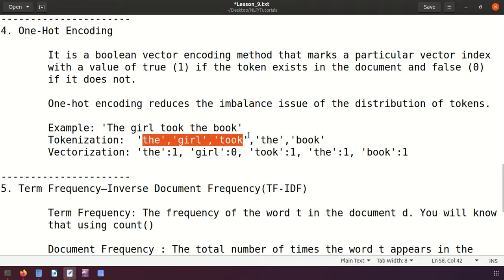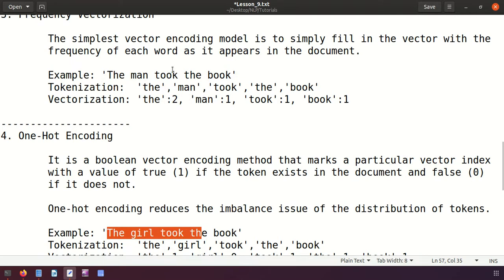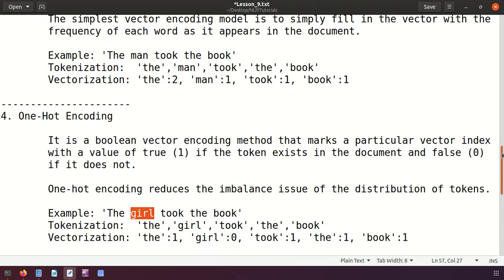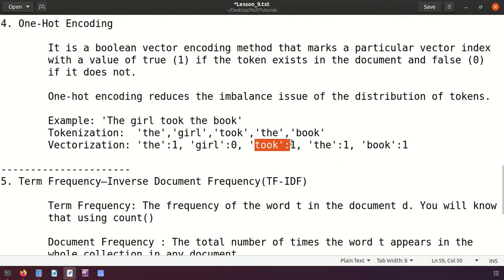So see here, these are the tokens. And here we have this one, that it is repeated once here, it is there in the document, so we have 1 here. The girl is not there, so we will be having 0. You don't consider this, the actual vector is this one. So girl is not there, it will be 0, right? And then what do we have here? Token, and token is there, it is 1, and book is 1. And frequency, this the and this the will be combined and will be having 2 there. That's called frequency. But here we'll be having only 1 if it is there, and if it is not there, 0.